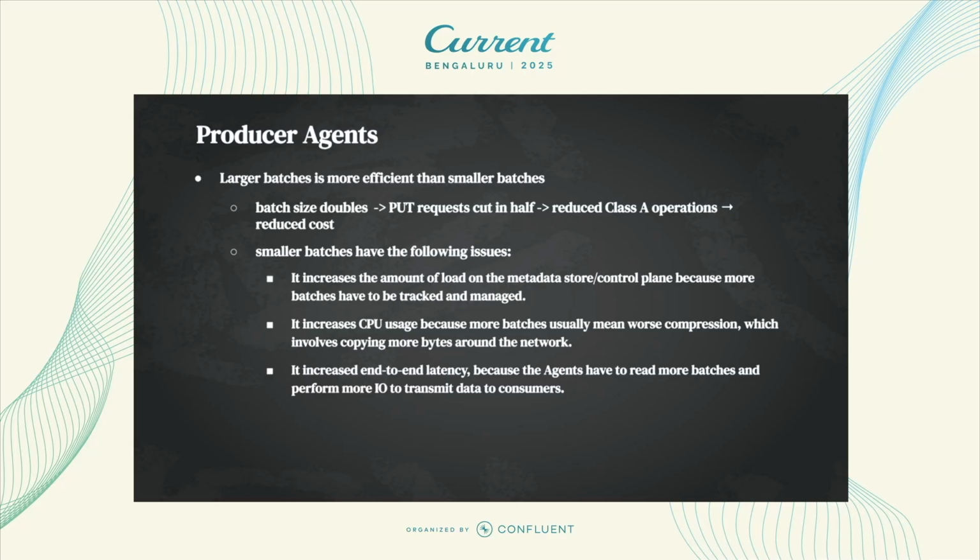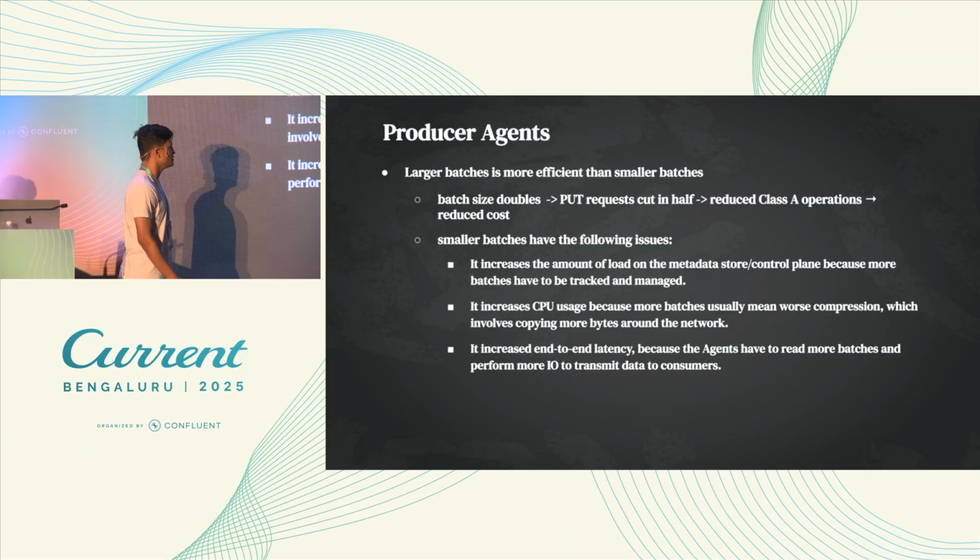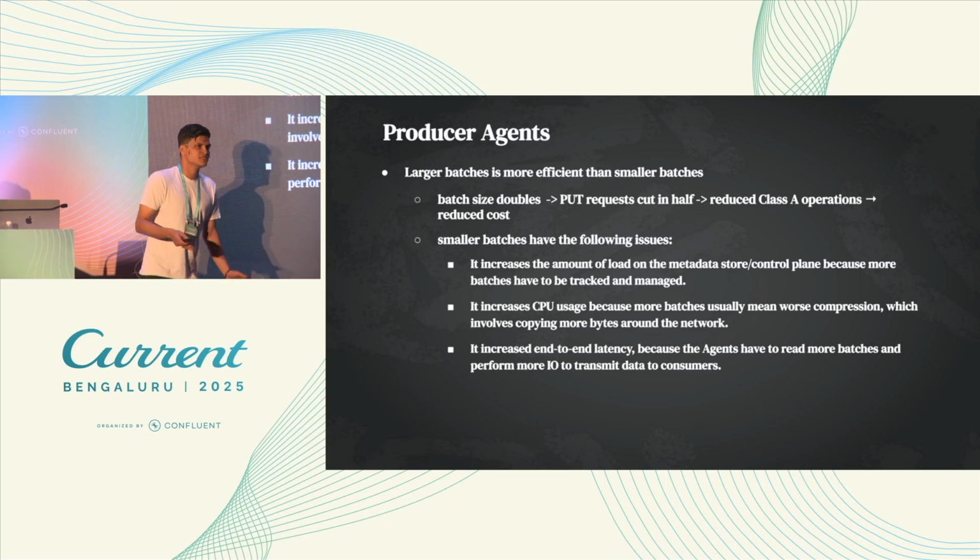Now, why are smaller batches bad? First is that it increases the amount of load on the metadata store. The metadata store is very important for plotting and idempotency. Everything will have to be tracked because there are more files. It also increases the CPU usage, and it has an effect on the end-to-end latency because now the agents have to read more batches and perform more I/O.